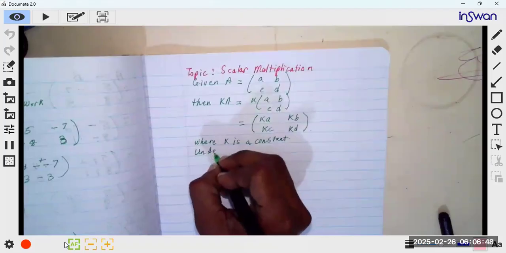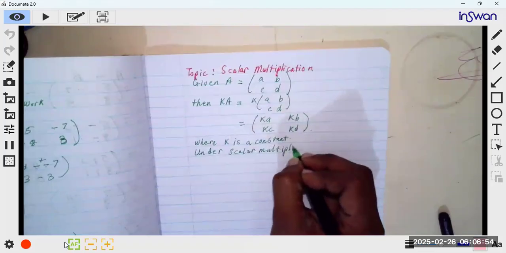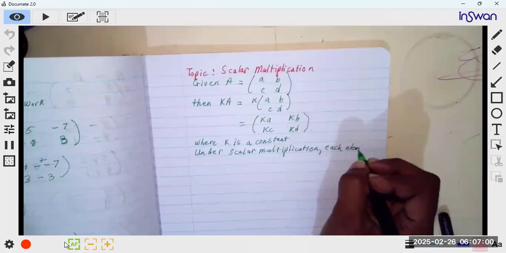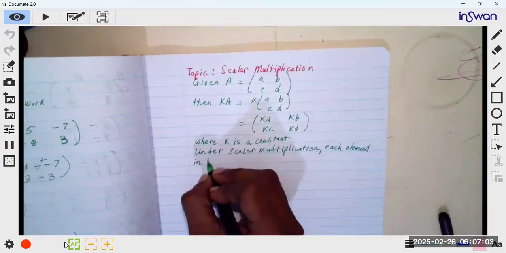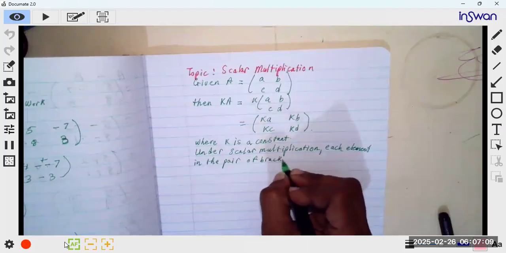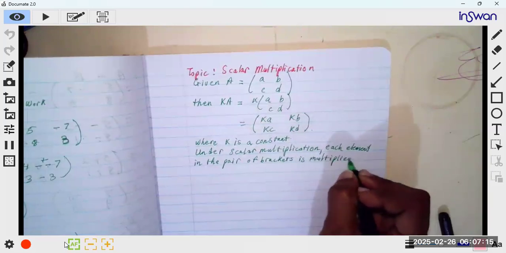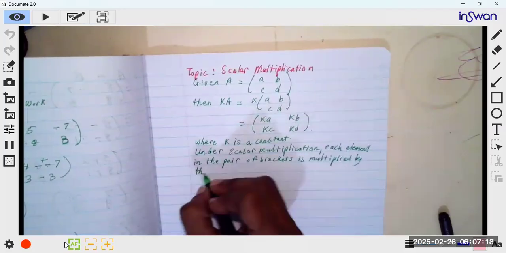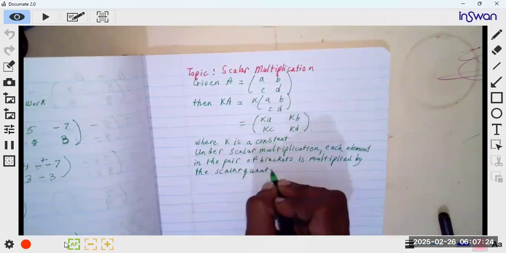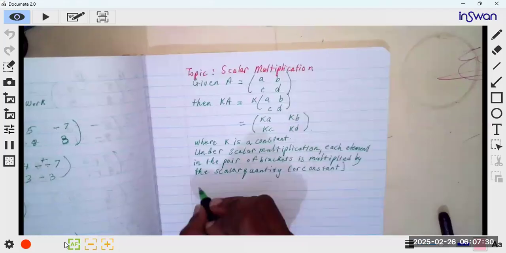So under scalar multiplication, each element in the pair of brackets is multiplied by the scalar quantity or constant. And this will be an example.